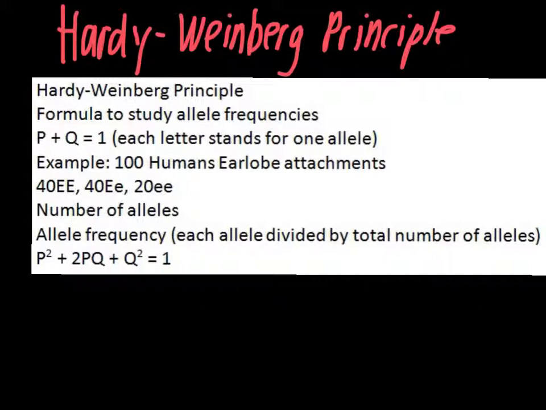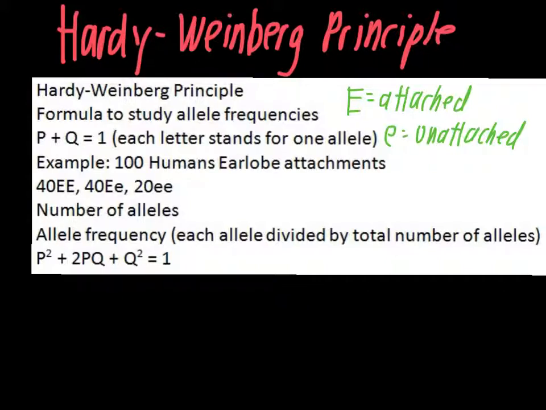The example that your textbook gives has to do with 100 humans, and it's looking at their earlobe attachments. So they either have attached earlobes or unattached earlobes. So in this case, the capital E is going to stand for attached, and lowercase e for unattached. So the next thing to do is to figure out the number of alleles overall.